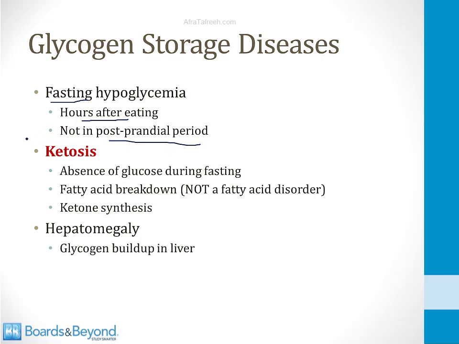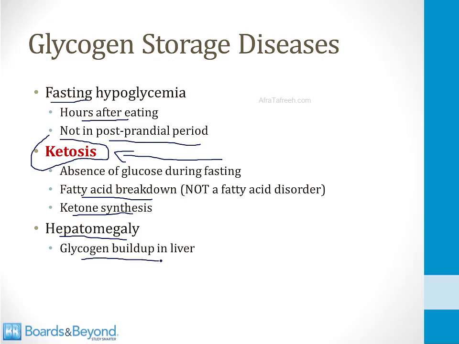In addition, babies with glycogen storage diseases who develop hypoglycemia have ketosis. Because there isn't enough glucose around during fasting, they will break down fatty acids, and this will lead to ketone synthesis. This is an important feature because, as we'll talk about later, in fatty acid disorders, there can be hypoglycemia, but there will not be ketosis. The presence of high levels of ketone bodies indicates that fatty acid metabolism is occurring normally. And then finally, in the glycogen storage diseases, you can see hepatomegaly. That's because glycogen builds up in the liver.